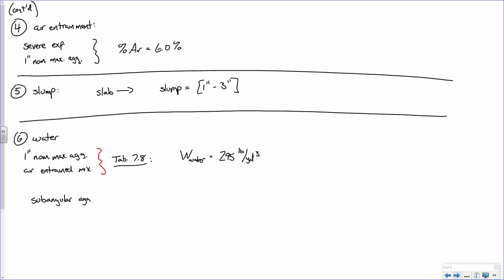All right. Okay. So for subangular aggregate, what are we going to reduce by? Remember, angular aggregate is among the least workable aggregate there is. If you take two identical mixes, one with angular aggregate and one with rounded aggregate, I promise you the one with rounded aggregate is going to be much more workable. So because we have a little bit of rounding on our aggregate, we're going to reduce by 20 pounds per cubic yard. So therefore, the weight of water that we're going to use right now is 275.